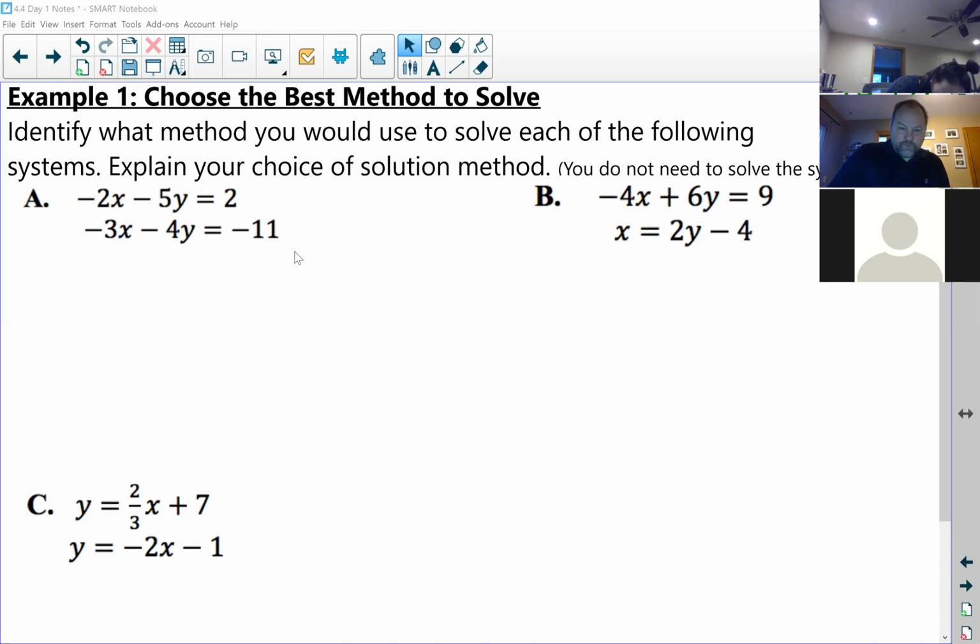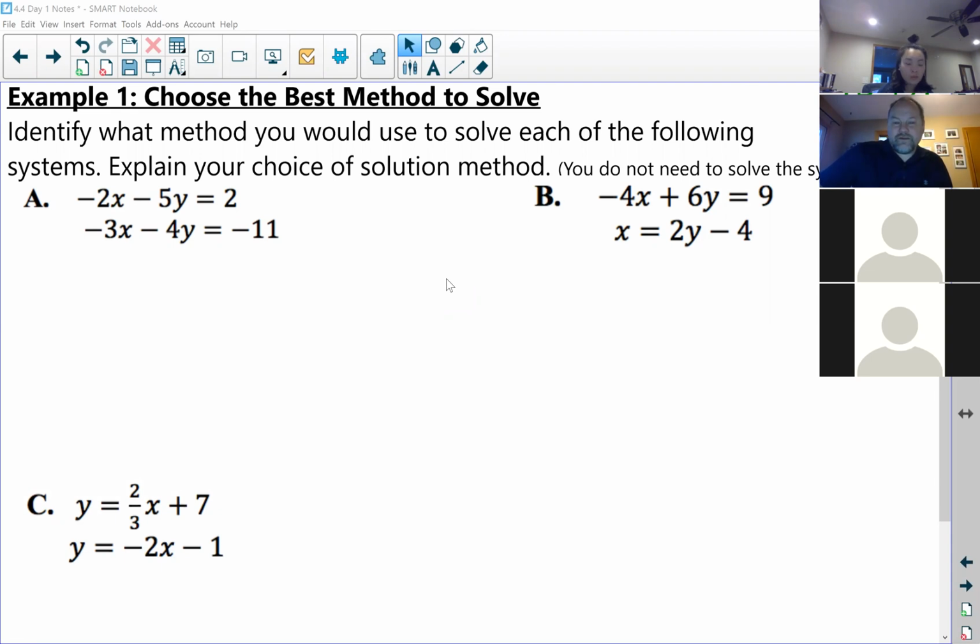For this one, the most popular choice was substitution. If you chose substitution, can you put in the chat or unmute yourself and tell me why substitution for letter A? Because the X and Y are lined up with other things.